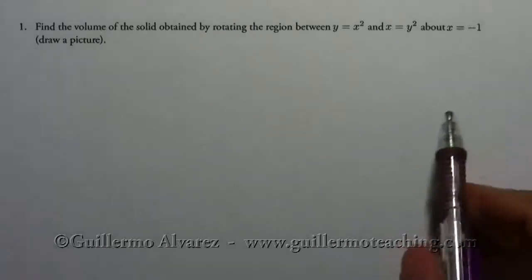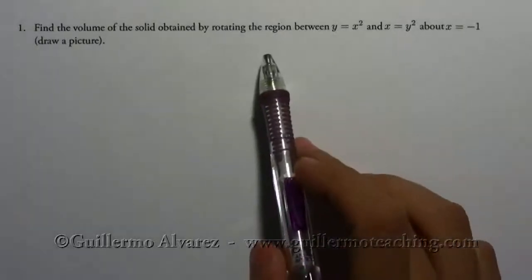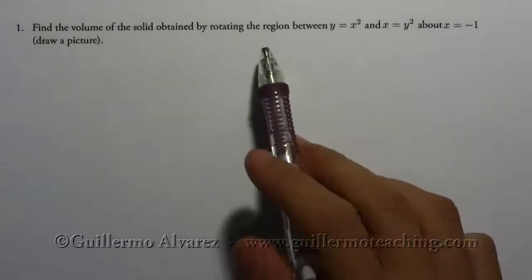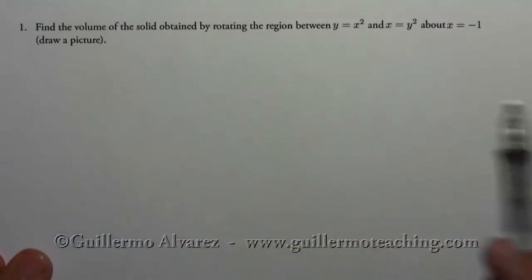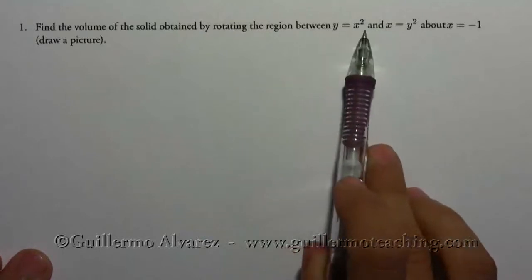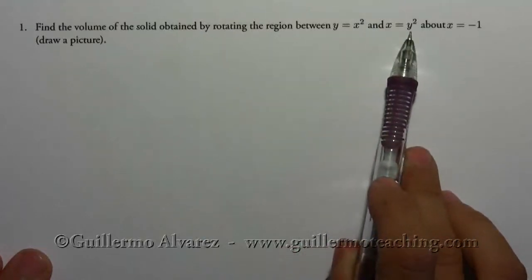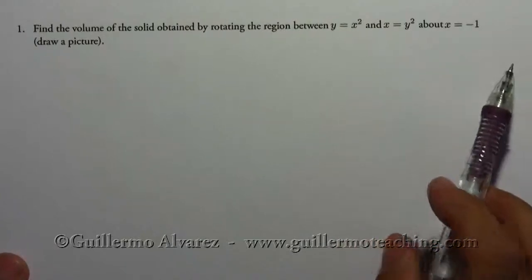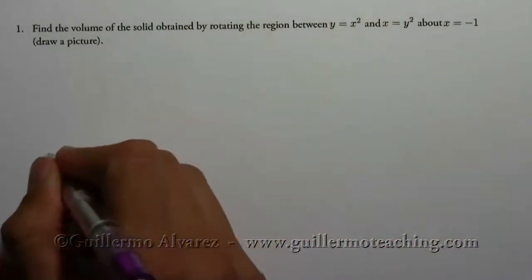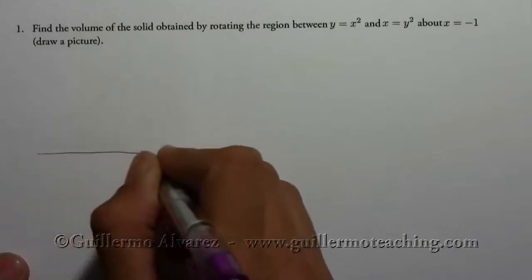Okay, so this problem is a little bit trickier than normal. It says that we are looking for the volume of the solid obtained by rotating the region between y equals x squared and x equals y squared about x equals -1. Okay, so I'm going to draw this with pencil so that I can show you guys what's going on.